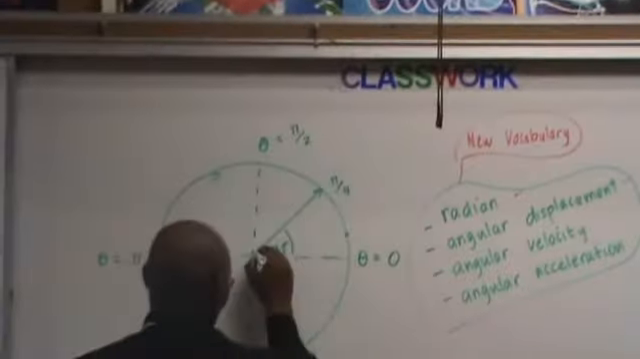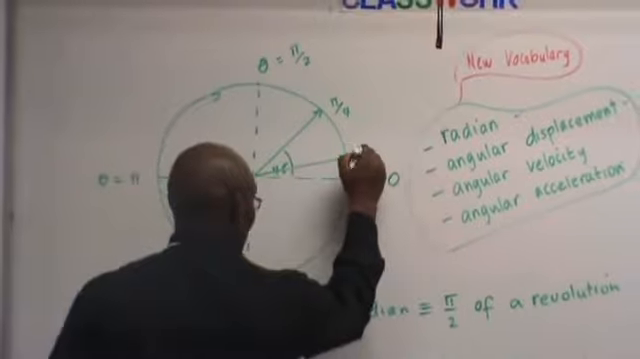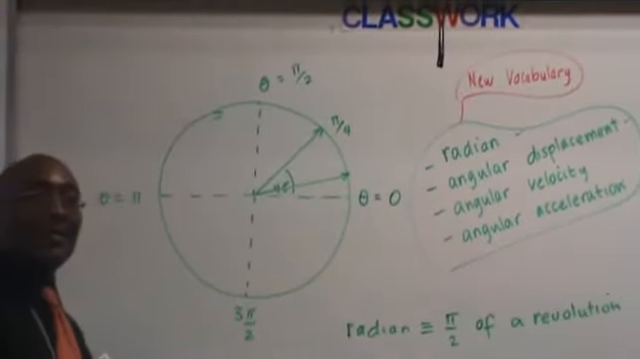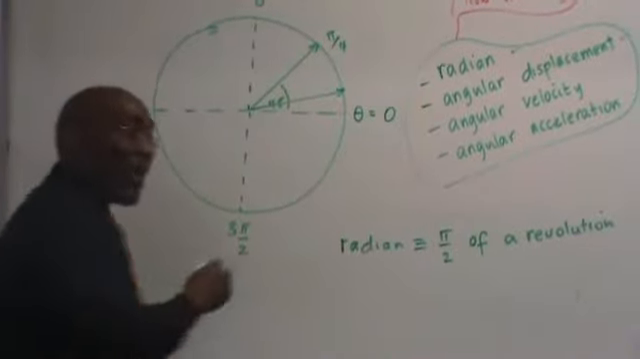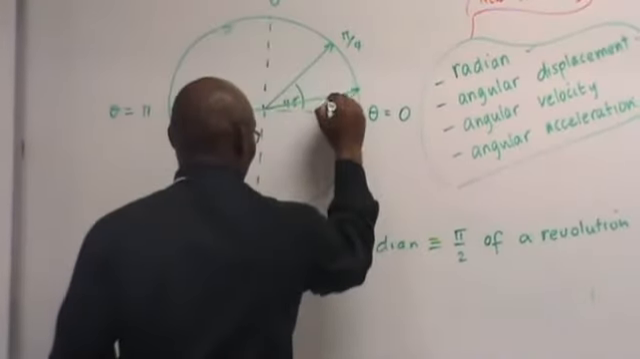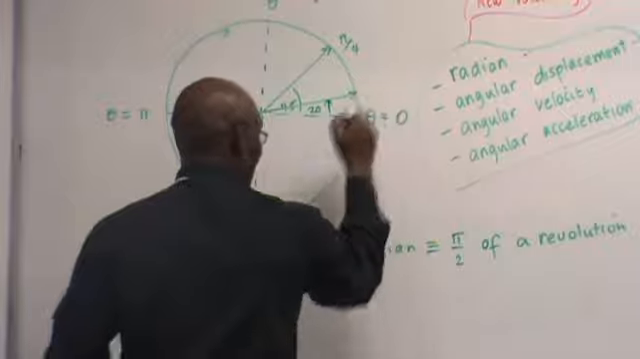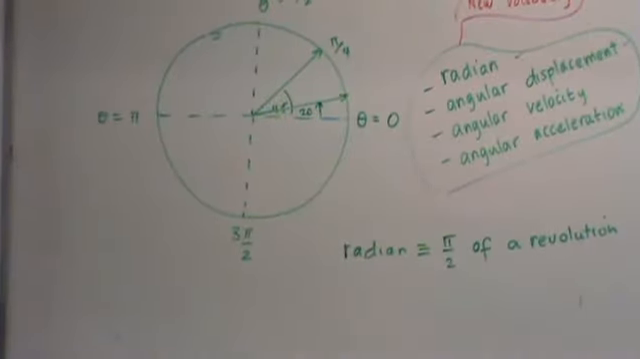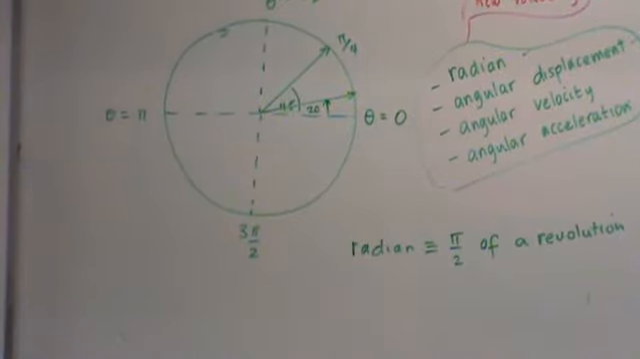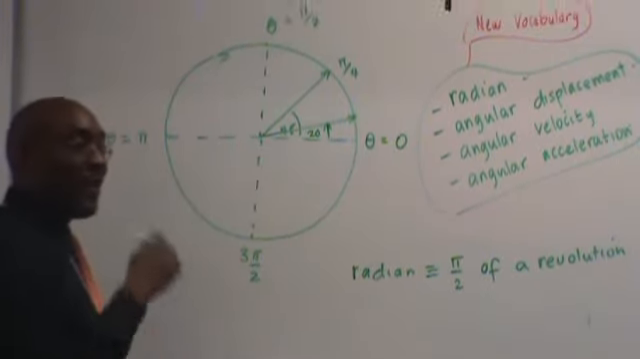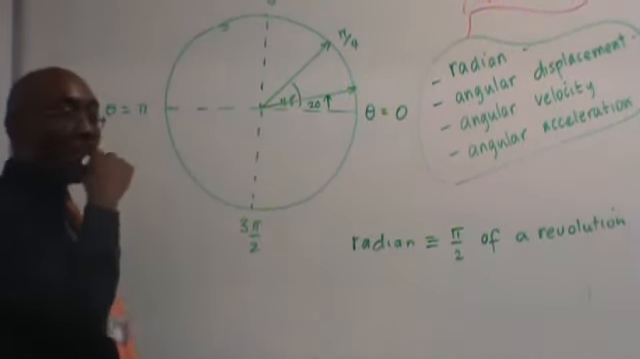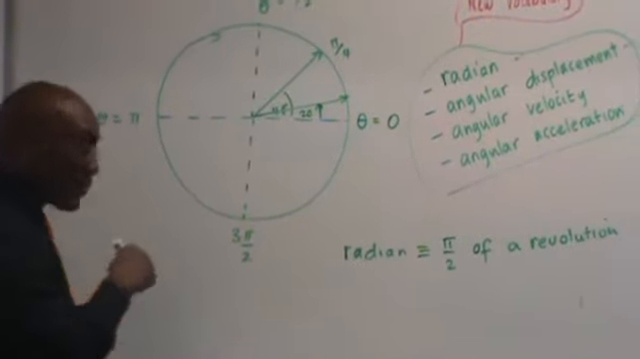Alright, let's see. What is this one? If it's 30 degrees, okay, let's say it's not 30 degrees. Let's say it's 20 degrees. You said it's 20 degrees? Uh-huh. 20 times pi divided by 180.